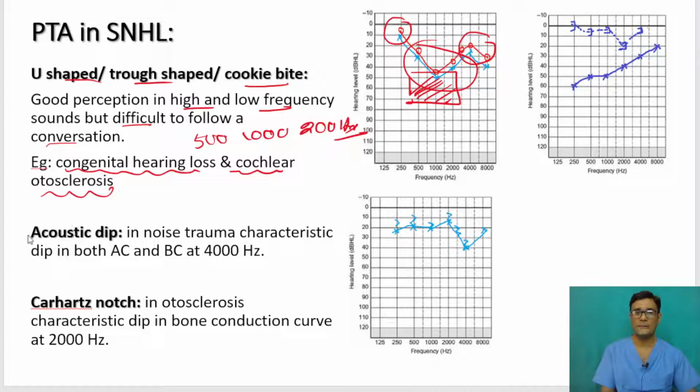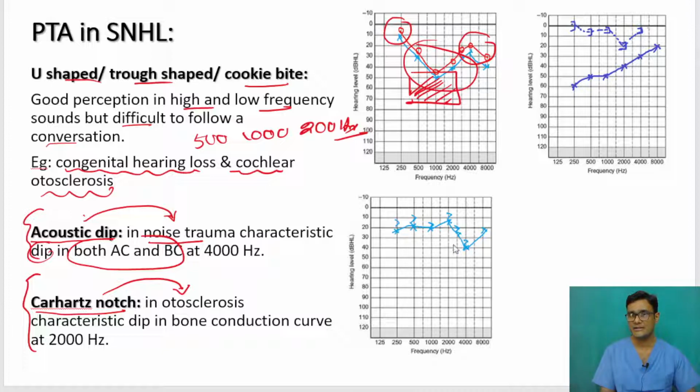Now coming to another important question from the NEET PG, where we also get confused. Acoustic dip and Carhart's notch. Acoustic dip is seen in noise trauma. Carhart's notch is seen in otosclerosis. In acoustic dip, there is a dip in both air conduction and bone conduction curves at 4000 hertz.